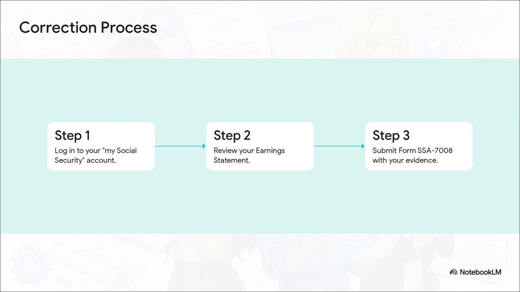Step 2, review your earnings statement, and I mean really look at it line by line. Step 3, if you spot a gap, submit Form SSA 7008. This is the Request for Correction of Earnings record. It's basically your formal administrative petition to fix that master earnings file. You fill it out, attach that primary gold standard evidence we just talked about, and submit it online, by mail, or just walk it into your local office.